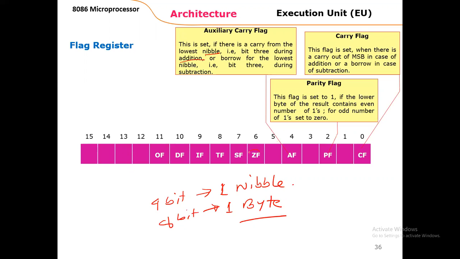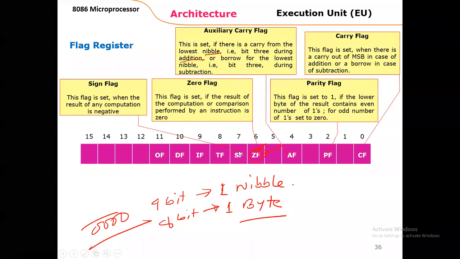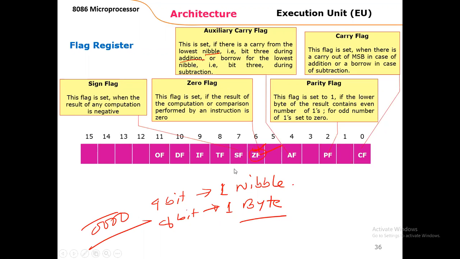Then another flag, the zero flag. Zero flag means if all of your result is zero, then this flag is high. This is the zero flag. And this is the sign flag. If your result is negative, then this is high. Or if your result is positive, then this sign flag is zero. Sign means it indicates a negative or positive result.